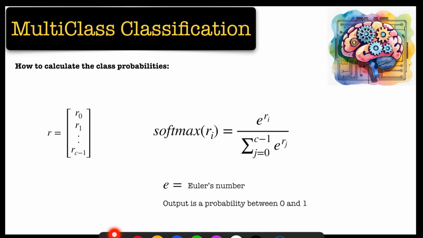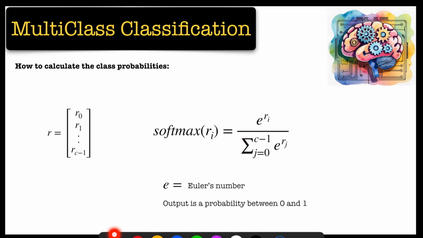That's when we'll be using softmax. So let's first see what is softmax. Let's say we have the values R0 till Rc minus 1 for R. We are computing softmax for any Ri. That will be e raised to the power Ri divided by the summation for all j equals 0 till c minus 1 of e raised to the power Rj.